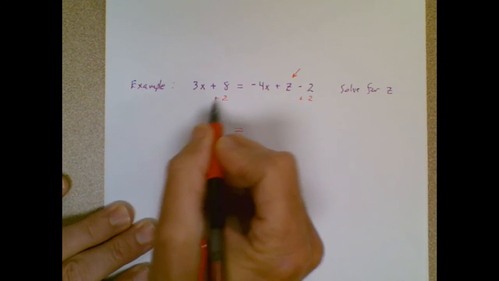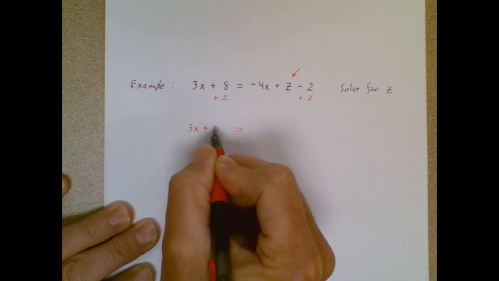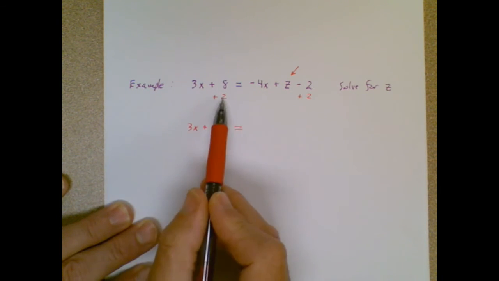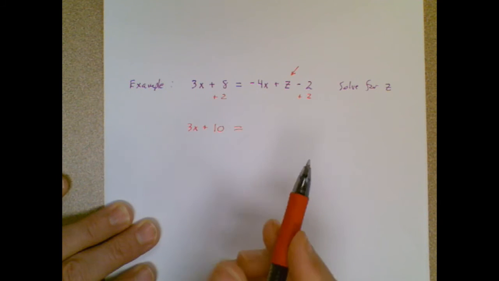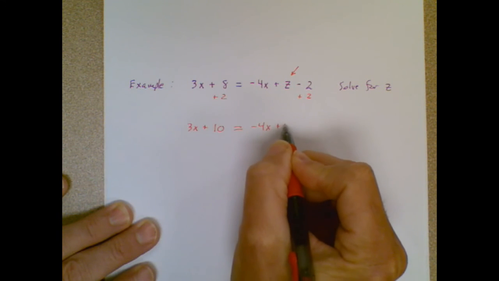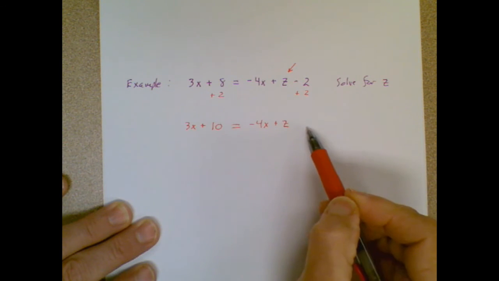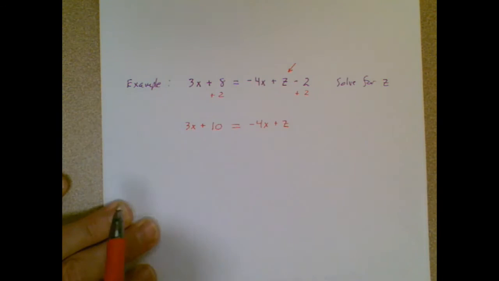All right, I'm going to do the left-hand side here now. That's a 3x plus 10. Notice I put the 2 with the 8 because they're like terms, so they easily combine. The negative 2 and the plus 2 add to 0, but everything else stayed the same.